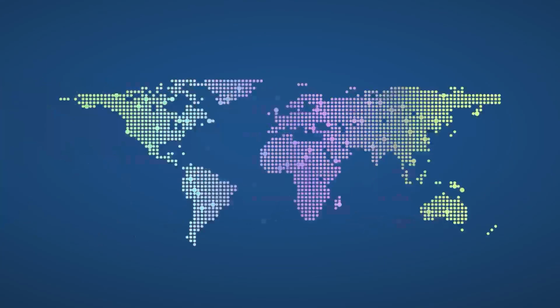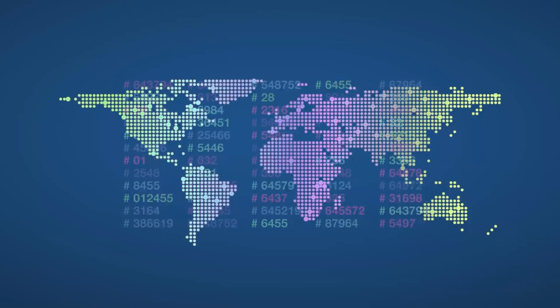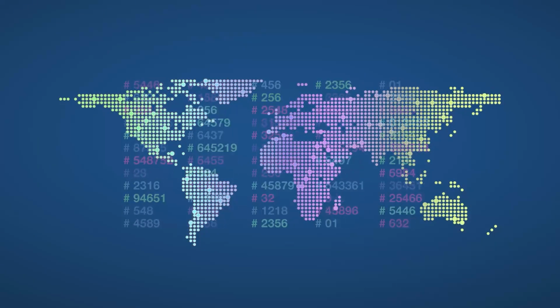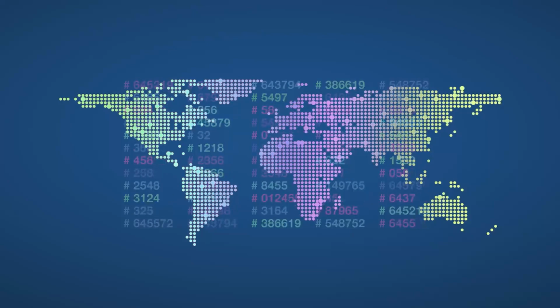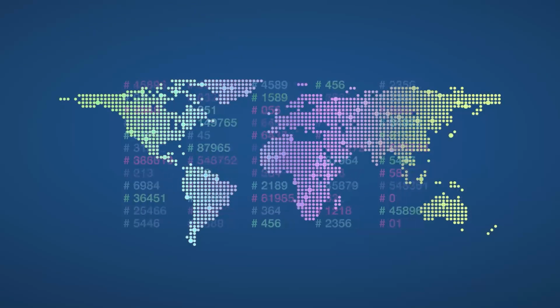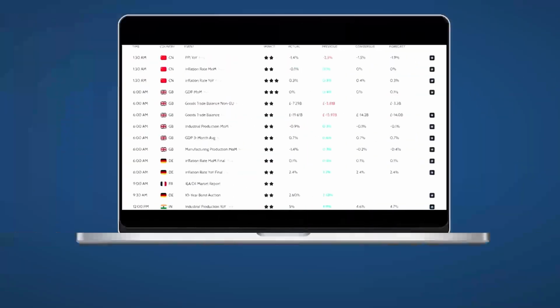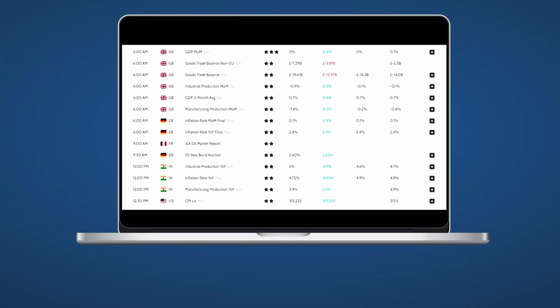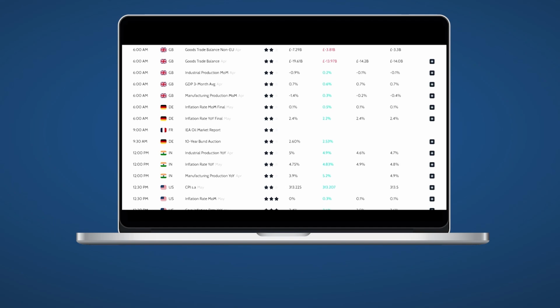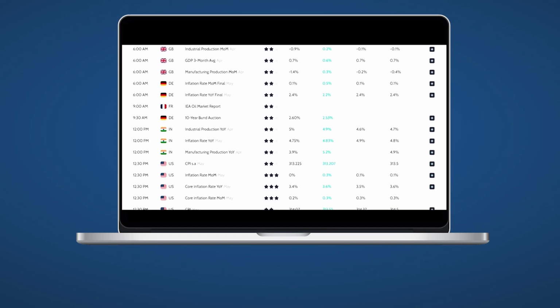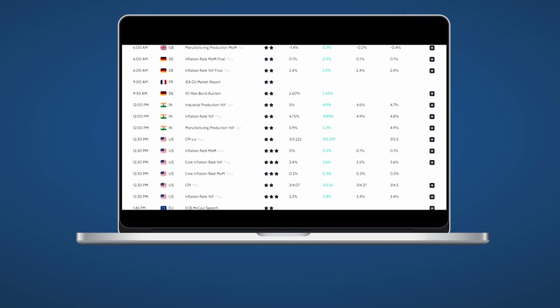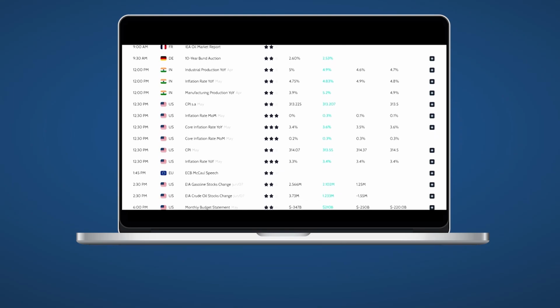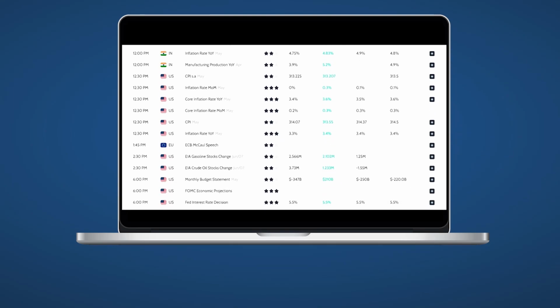Now there are several ways that you can measure a country's economic strength and potential future strength, and this is by monitoring economic indicators which are released to the world on a regular basis. You can find these indicators on any economic calendar. Some of the key indicators to be aware of include the following.